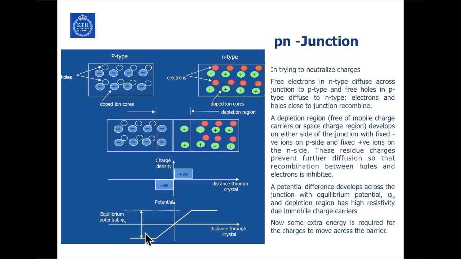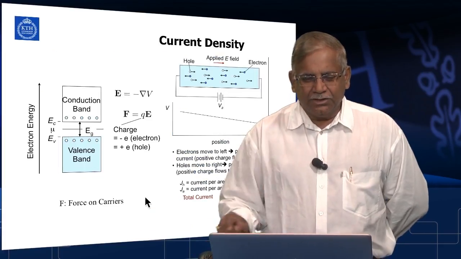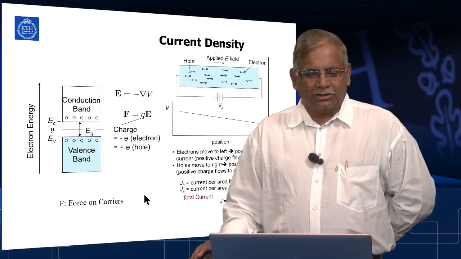Now if you want to move the electrons from the conduction band across more than the equilibrium potential, then you need some extra energy to move them across this barrier. And in fact, when you shine a light or increase the temperature, you are going to have extra energy, and the current starts flowing through the system. So that is what we could do.